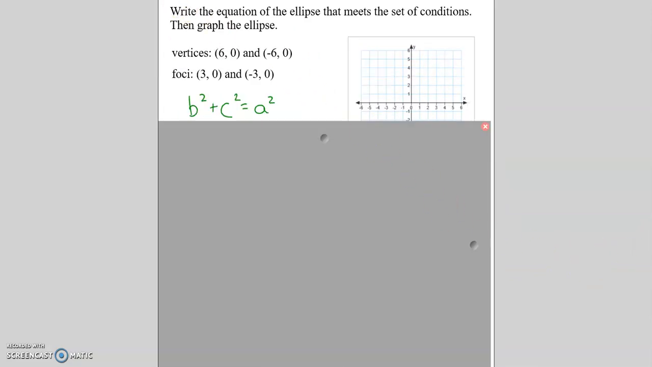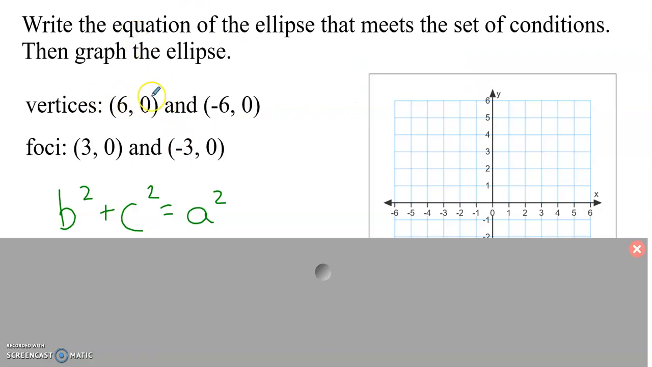All right, let's take a look at another one here. It says there are vertices at 6, 0 and negative 6, 0, and there are foci at 3, 0 and negative 3, 0. And then from that, you can easily identify the center because it's halfway in between the foci, or halfway in between these vertices. 0, 0 is going to be the center.